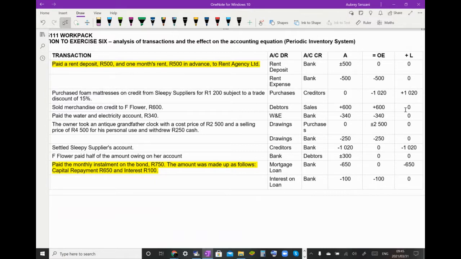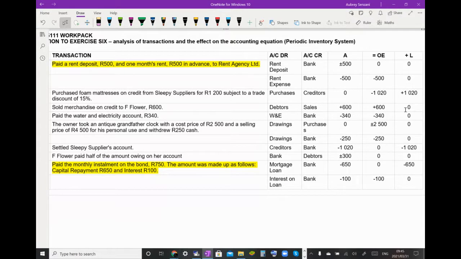Then finally, we had paid the monthly installment on the bond. Okay, 750. The amount was made up as follows: a capital repayment of 650 and interest of 100 Rand. So here, they're testing your knowledge on the fact that when it comes to a bond repayment, with each installment, you're paying a portion of interest and a portion of capital. We know that the interest we treat differently from the capital that we're paying off.